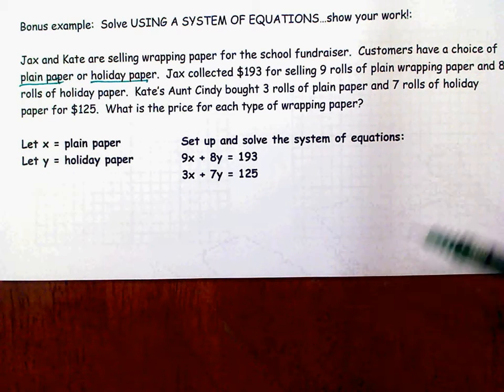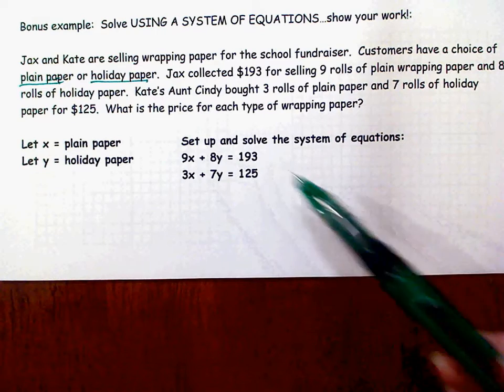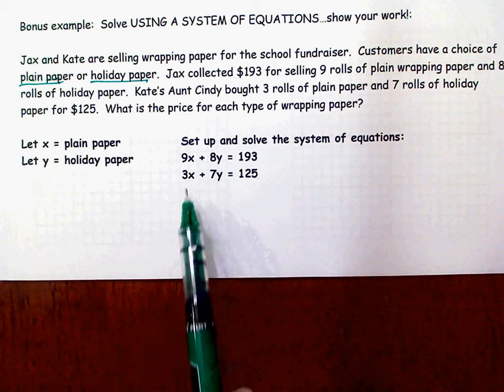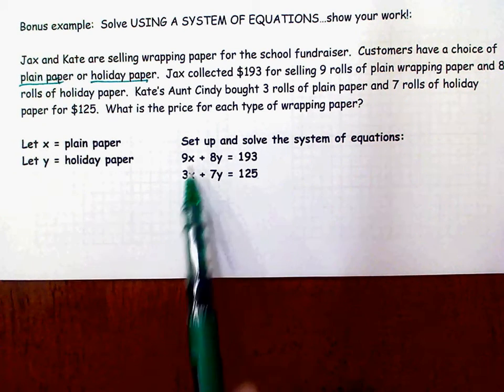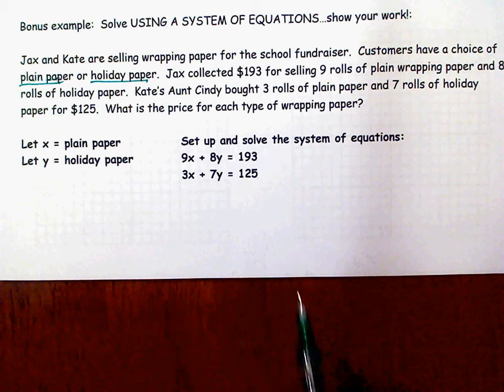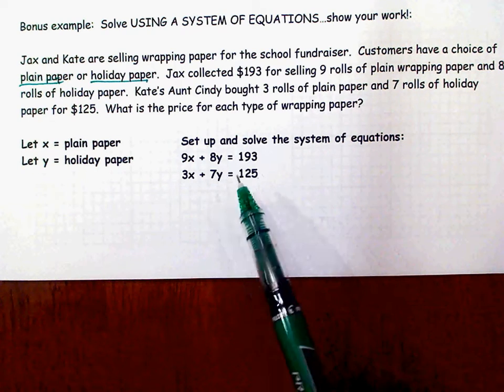Now obviously you're not going to use graphing because you don't have a grid, and plus this would be pretty large numbers. We wouldn't have a grid that goes up that high. You probably don't want to use substitution because none of these are super easy to isolate since they all have numbers in front. So I would really encourage you to think about using elimination for this bonus problem.